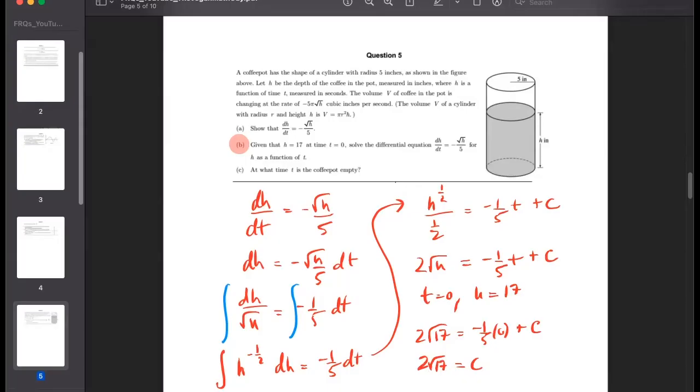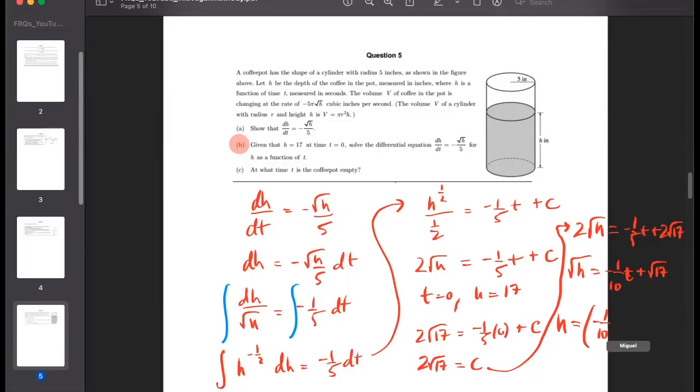So now I have my equation. 2 root h is equal to negative 1/5 t plus 2 root 17. Bear with me, I know these are very close to the margins, but hopefully you can read it. I'm going to divide everything by 2. So root h is equal to negative 1/10 t plus root 17. And then I'm just going to square both sides. So my h is equal to negative 1/10 t plus root 17, squared. And that's it.